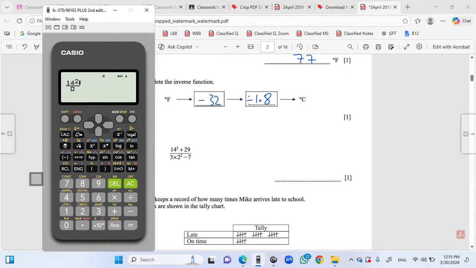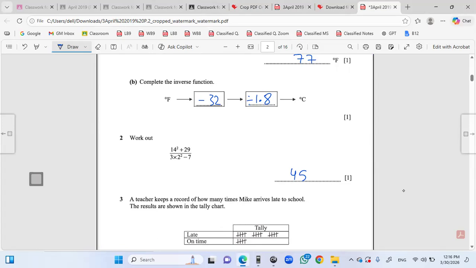Here you go. All right, then you need to do the plus, so here's plus and then 29. After that, you go down and write 3 multiplied by 2 squared, and then you minus the 7. You press equals. It gives you exactly 45.